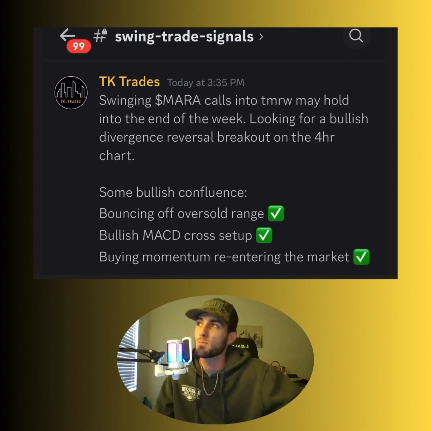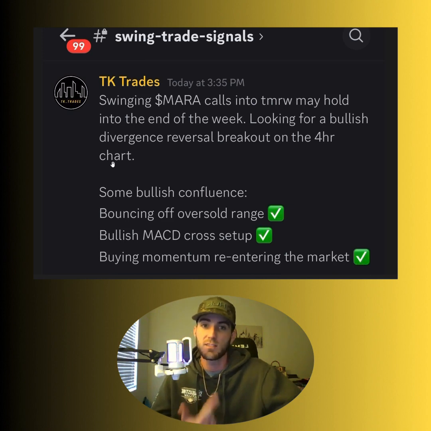So today in the Discord, in the swing trade signals chat at 3:35 before market close, I told the team that I was swinging Mara calls into tomorrow, maybe into the end of the week. The setup was bullish divergence reversal breakout on the 4-hour chart. Again, I use the same strategies as I do every day, intraday scalping and day trading. Anyone that knows me, all I need is divergence and chart patterns.